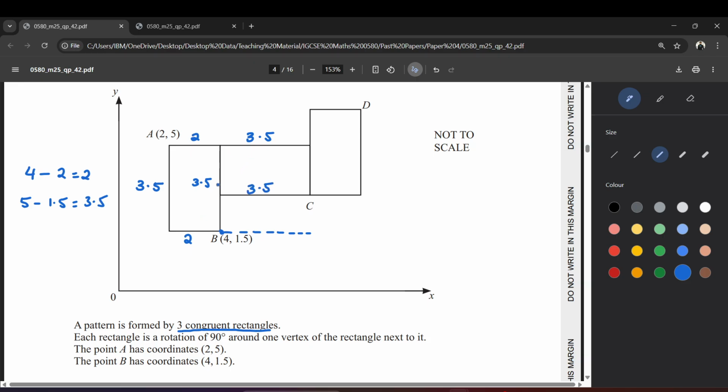Okay, and this part of the rectangle should be 2. Okay, so therefore the difference between them should be 1.5. Okay, and similarly this should also be 2.